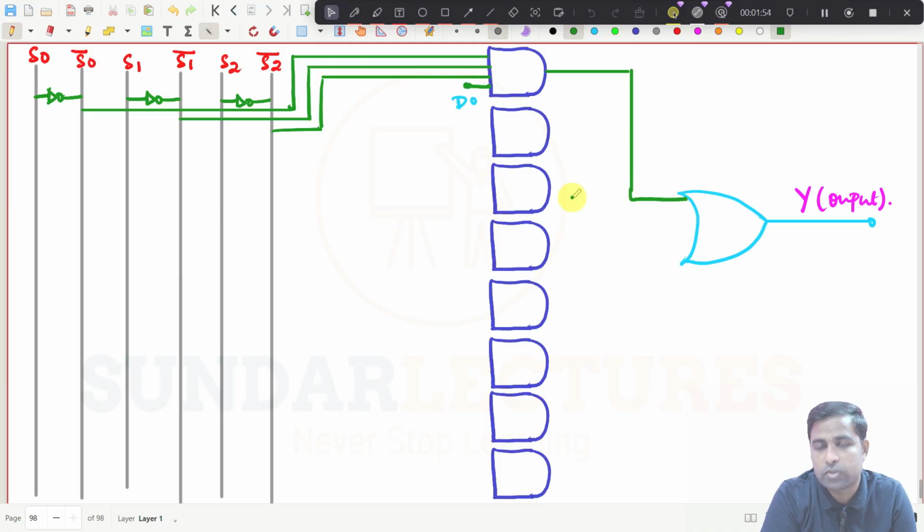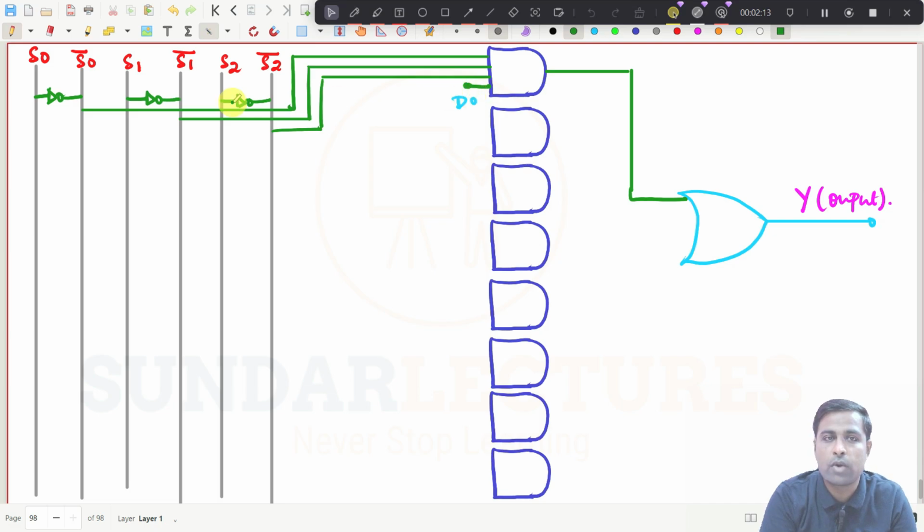Will be connected to this OR gate. For example, see here, if I give 0 0 0, then what happens? This S0 bar becomes 1, this S1 bar becomes 1, this S2 bar becomes 1, and these three are connected to this AND gate now. And I have also given D0 to this AND gate now.